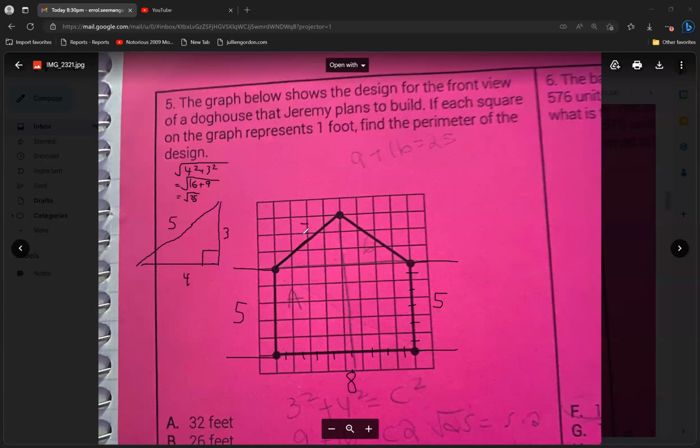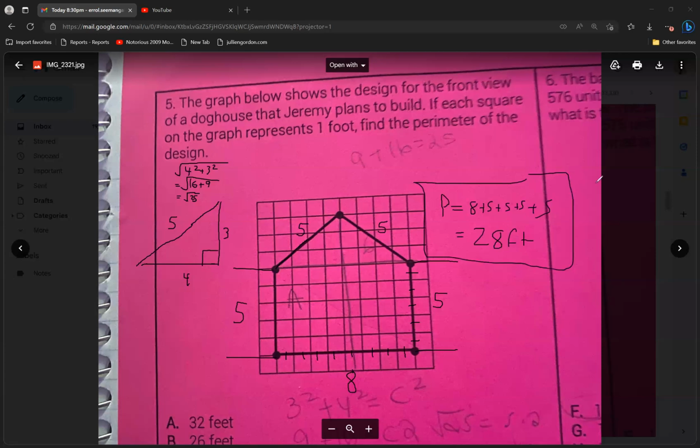So this is 5 right here, right? And then this is the same thing. 1, 2, 3, 4. So this is 5 also. So now what's your perimeter? We add them up, so P equals, say, 28. 8 plus 5 plus 5 plus 5 plus 5, 28, right? What's the unit? Feet. There you go. 28 feet.